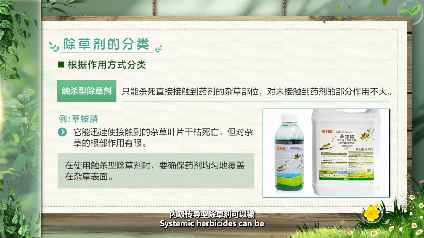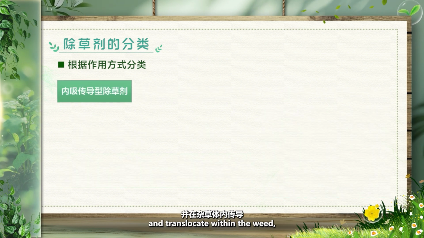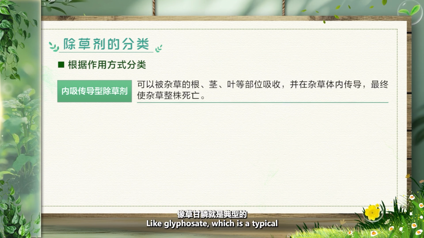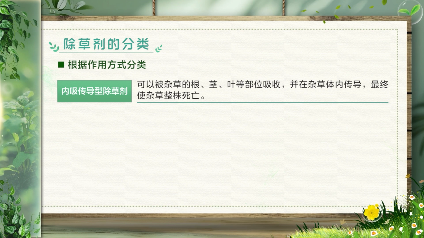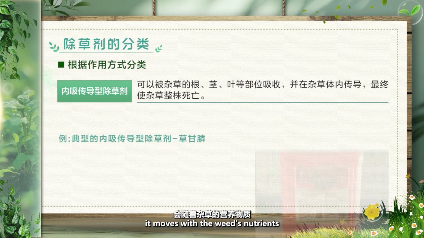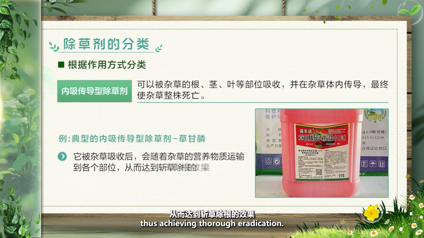Systemic herbicides can be absorbed by weed roots, stems, leaves, and other parts, and translocate within the weed, ultimately causing the entire weed to die, like glyphosate, which is a typical systemic herbicide. After being absorbed by weeds, it moves with the weed's nutrients to various parts, thus achieving thorough eradication.